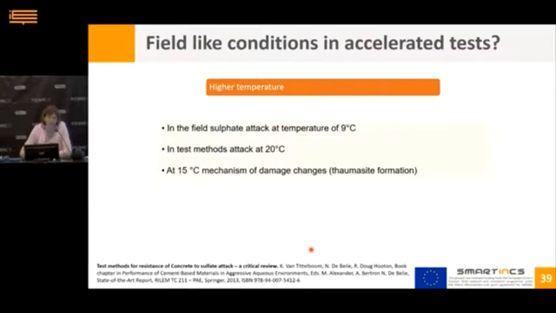Good. So then regarding the temperature, we have already told that temperature can play a role in sulfate attack. We have seen it in several slides. So here it's mentioned field sulfate attack at a temperature of 9 degrees. I think this was based on a study in Germany. In the lab, we are, in our countries at least, always working at around 20 degrees, and we know that 15 degrees is maybe the boundary for the thaumasite formation. So the temperature can be an important factor, and we should not ignore that, and at least recognize what we are doing at that moment to take into account what type of attacks can happen at that time.